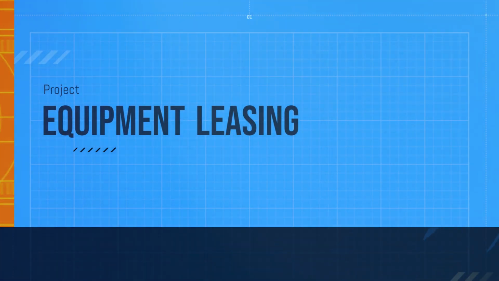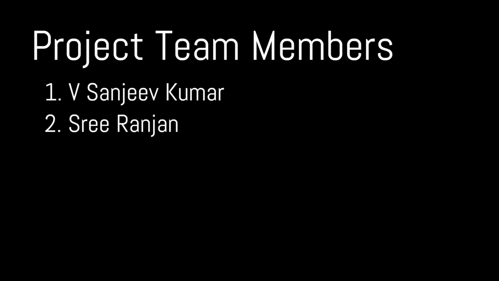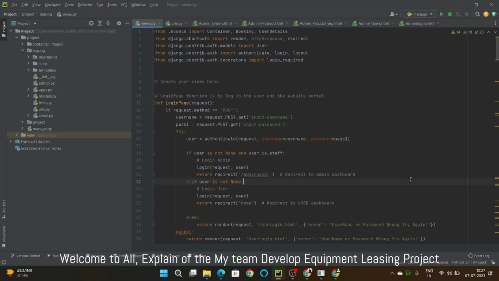Kumar. My project name is Equipment Leasing. The team members are V. Sanju Kumar and Sri Ranjan. This is my total project.